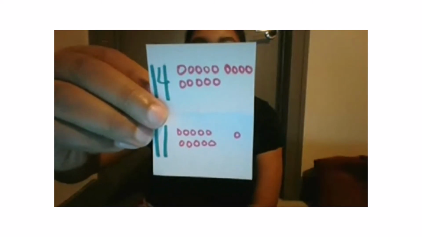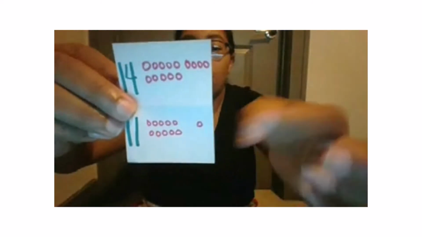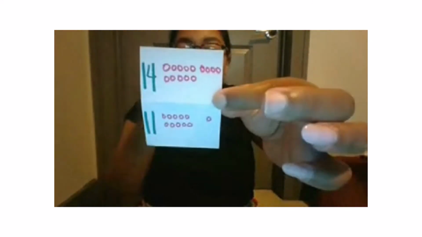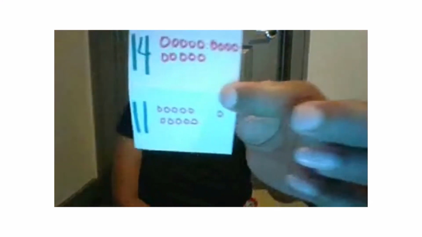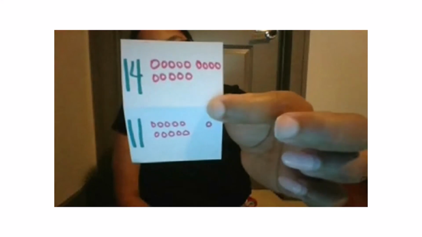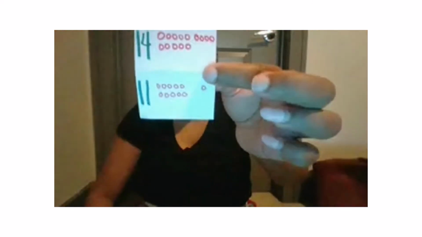14, great job. 14 has more ones, because 4 is greater than 1. So 14 is greater than 11. So the alligator would go chomp, chomp, chomp. The 14 would eat the 11 because the 14 is greater than the 11. The 14 is greater than the 11 because the 14 has more ones than the 11.